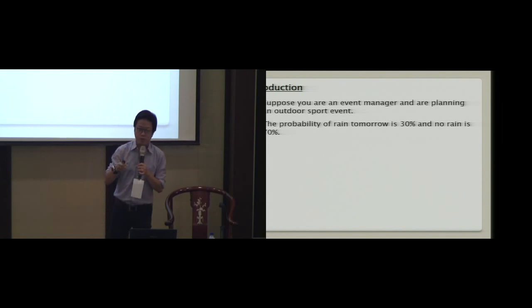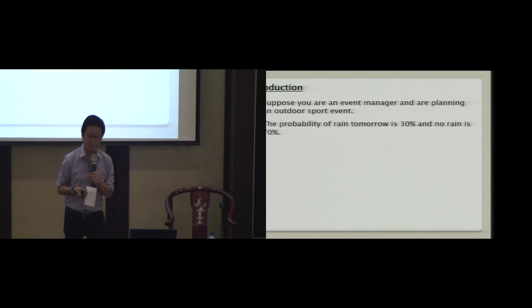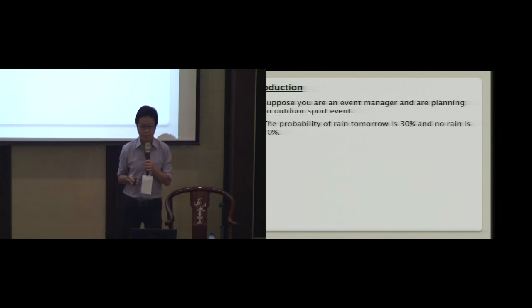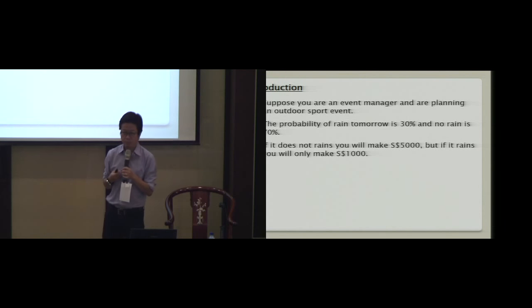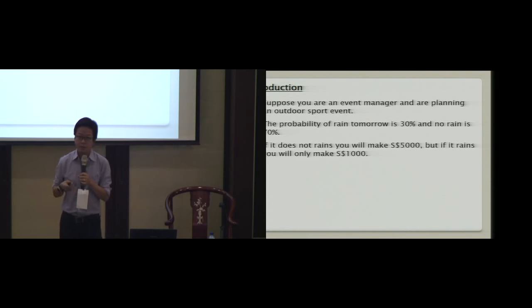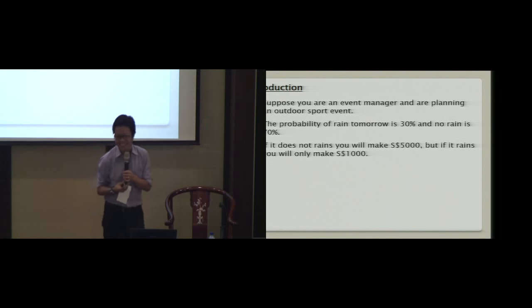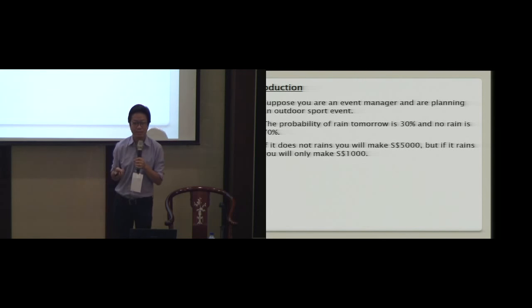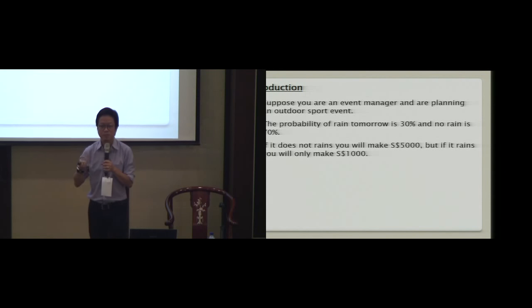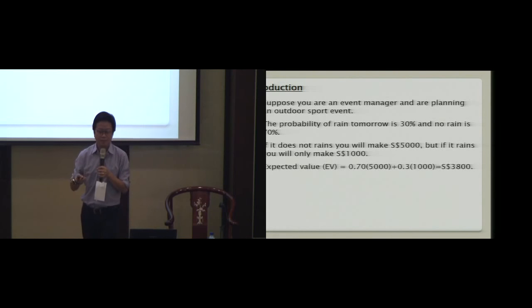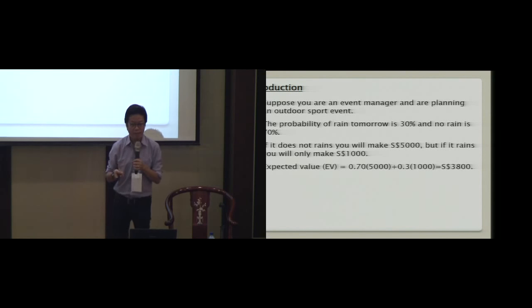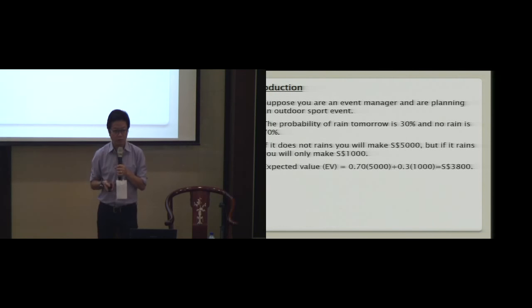Okay? So suppose you have some basic calculations and you find out that the probability of rain tomorrow is 30%, meaning there's no rain with 70% chance. Now, if it does not rain, you can have this outdoor sport event. Your estimate is that you will make $5,000, Singapore dollars here, not Taiwanese dollars. But if it rains, too bad, because it's outdoor, not many people will come, so you only make $1,000. Now, of course, you can calculate the expected value. With 70% chance you get 5,000, with 30% chance you get 1,000. So the expected value of having this outdoor sport event is $3,800.